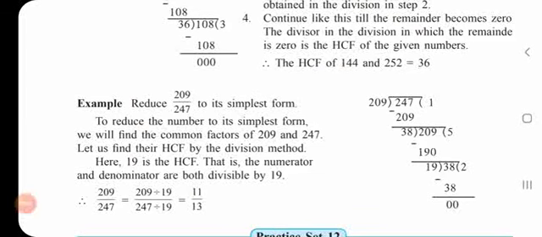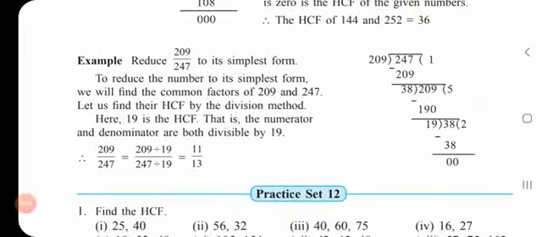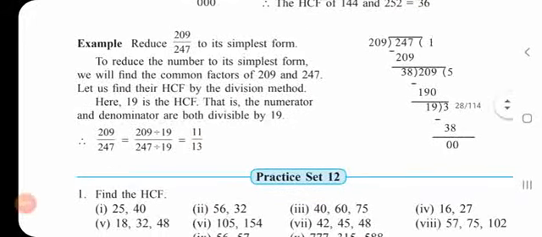So if we divide 209 by 19, the answer is 11, and if we divide 247 by 19, the answer is 13. That's why 19 gets cancelled and the answer remaining at last will be 11 by 13. So lastly, the reduced form of 209 by 247 will be 11 by 13. So in this way, HCF can be calculated with the help of the prime factor method and the division method. After finding the HCF of two given numbers, we can convert the ratio into simplest form. In our next session, we will learn how to calculate LCM.